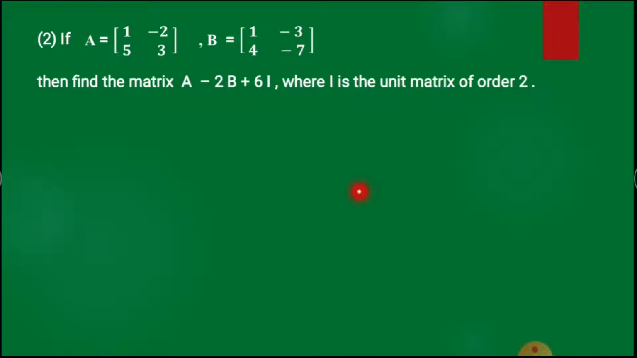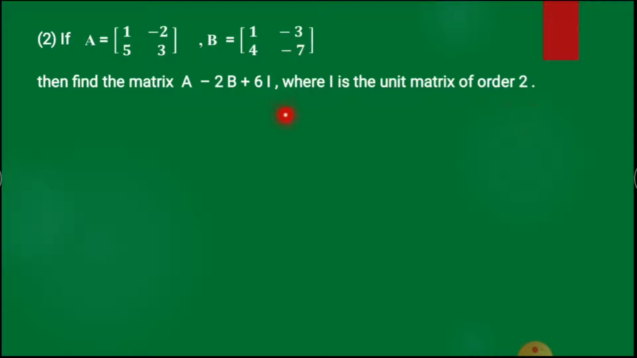Now see question number second. If A equals the matrix having elements 1 minus 2 in the first row and 5 3 in the second row, matrix B having elements in the first row 1 minus 3, in the second row 4 minus 7, then find the matrix A minus 2B plus 6I, where I is the unit matrix of order 2.